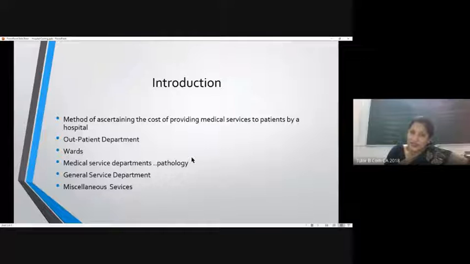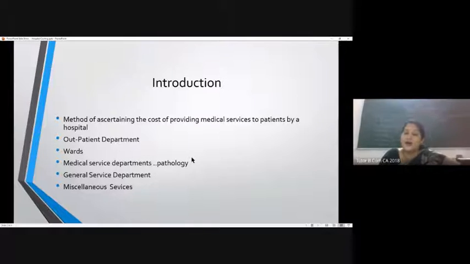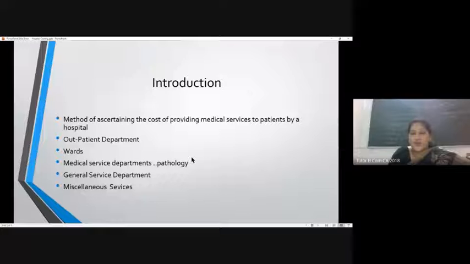Now, as an introduction, it is a method that is used for ascertaining the cost of providing medical services to patients by a hospital. It can be equally applicable to a small clinic as well as a big, maybe multinational hospital, which has lots of rooms and lots of departments. The concept remains the same, which is applicable to both these categories.